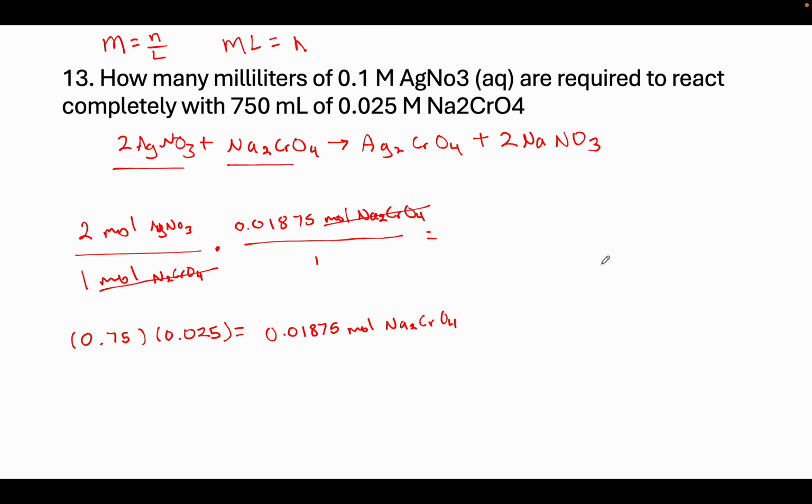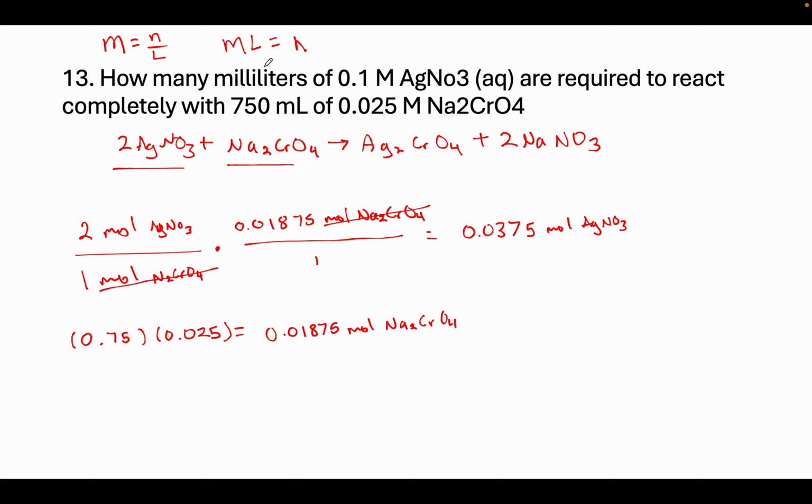And we end up with the moles of AgNO3. So 0.01875, yes, okay. Times 2 gives us 0.0375 mole of AgNO3.